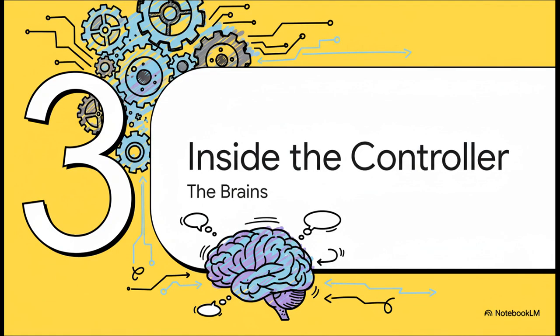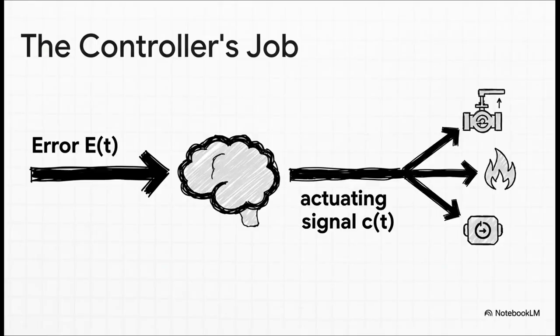Okay, so now we're going to zoom in on the most important box in that whole diagram, the controller. This is where all the decisions get made. It really is the brains of the whole operation. Its job is beautifully simple, but also incredibly powerful. It takes in one number, that error signal we just talked about, and based on its programming, it calculates a response. It then sends out a command, what we call an actuating signal, telling the system what to do next. It decides how much to open a valve or how hard to turn on the heat, all with that single-minded goal of getting the error back to zero.